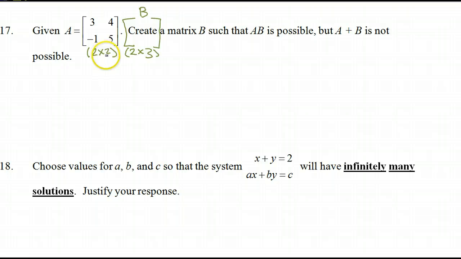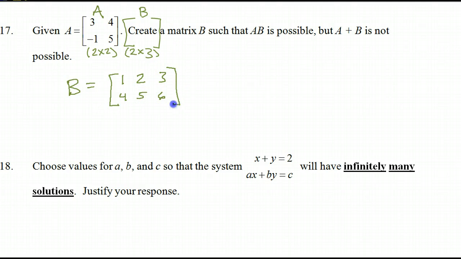So this would work because A times B is possible because the inner dimensions are the same, but A plus B is not possible because all of the dimensions are not the same. All right, you can only add a 2 by 2 matrix with another 2 by 2 matrix. Okay, so all I need now is to make up some kind of a 2 by 3 matrix. So I will just make one up, and I will go with 1, 2, 3, 4, 5, 6. All right, not very creative, I know, but that would be one answer.